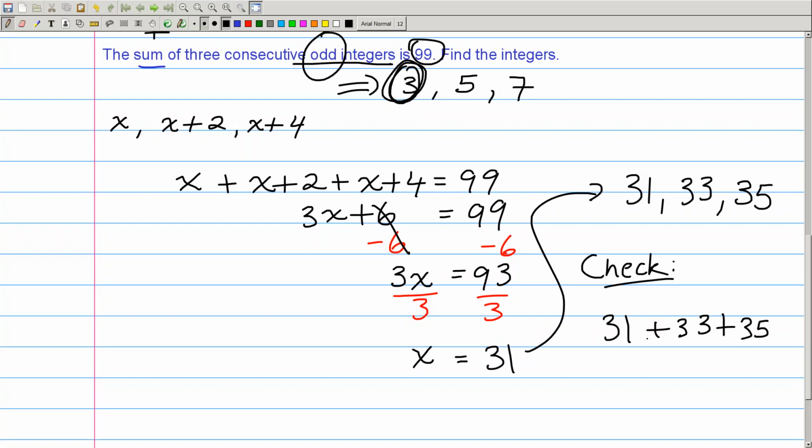If you add the 3's on the outside, you get 9. If you add the digits on the inside, you also get 9, so 99. And that's it. That's basically how you'd solve these types of word problems.